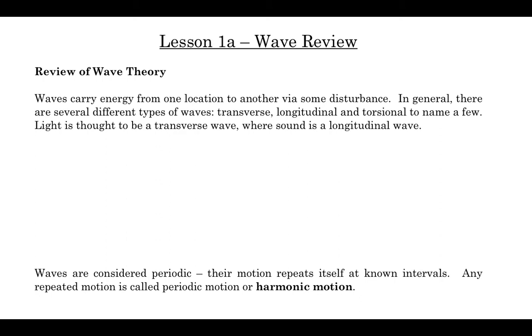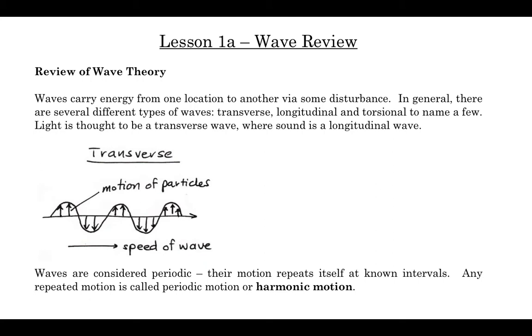Waves, of course, carry energy from one location to another via some type of disturbance. There's several different types of waves. Transverse waves, longitudinal waves, and torsional waves are a few examples. Light is a transverse wave. Sound is a longitudinal wave. So here's an example of a transverse wave.